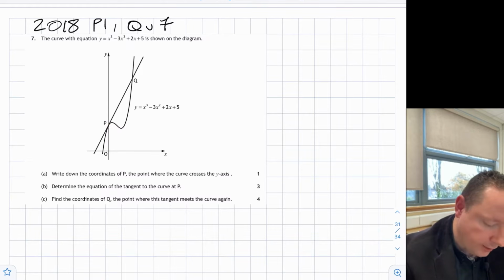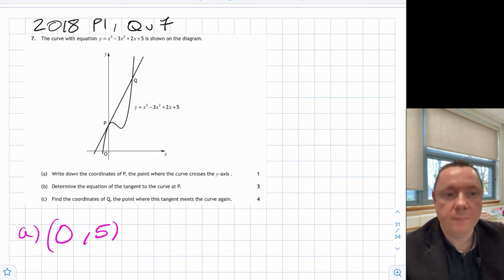Well, that's quite easy. It cuts the y-axis when x equals 0. So if I just substitute 0 into this equation, I get 0, 5. So it says write down, it just wants me to write down 0, 5. And there's no real working required to do that.